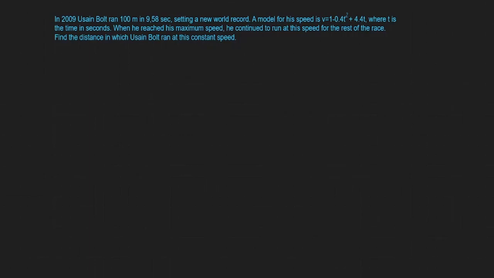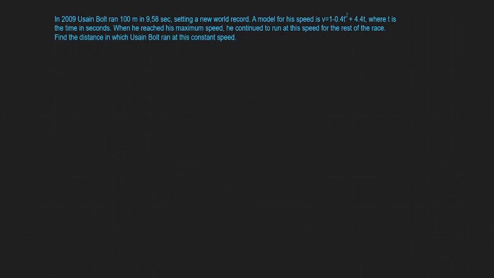In 2009, Usain Bolt ran 100 meters in 9.58 seconds, setting a new world record. A model for his speed is v equal to 1 minus 0.4 t squared plus 4.4 t, where t is the time in seconds. When he reached his maximum speed, he continued to run at this speed for the rest of the race. Find the distance in which Usain Bolt ran at this constant speed.